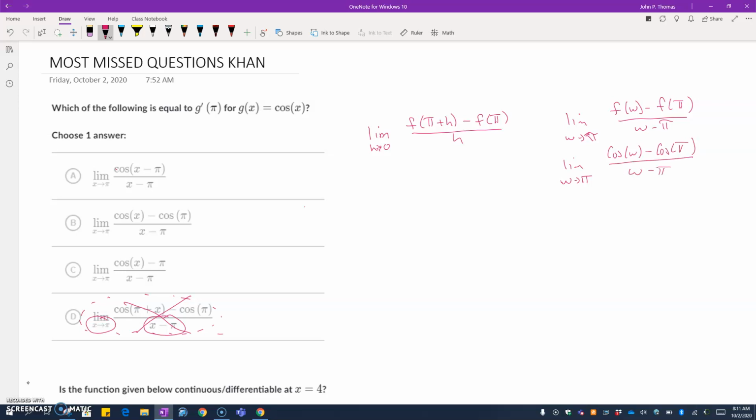Now I looked at my answers, and there is one that matches this pretty much perfectly. Different variables in play, but again, the variable they use doesn't really matter. It's more the larger structure that we're looking at in the problem. All right, so that was the most missed one from the first assignment, and I hope that helps.